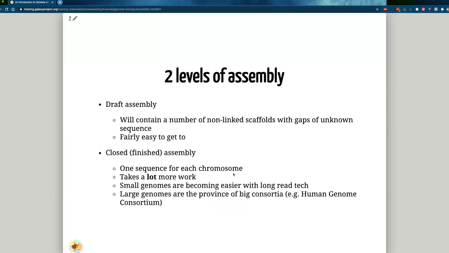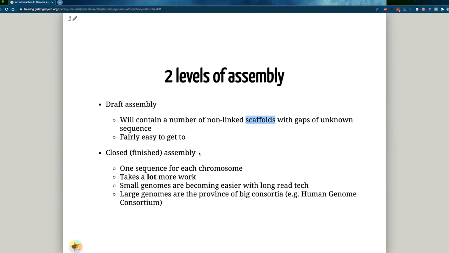Okay, so there are two levels of assembly. There's a draft assembly and a closed or finished assembly. The closed or finished assembly is usually our goal, to have a finished reference sequence for our organism of choice. However, sometimes we get to the draft assembly stage, where we get to the end of the scaffolding step and we've got a number of non-linked scaffolds. We've got gaps, and we've got unknown sequences in bits of them. But we've got probably 80% of the genome put together and laid out in a plan. And this is fairly easy to get to, and sometimes that's enough.